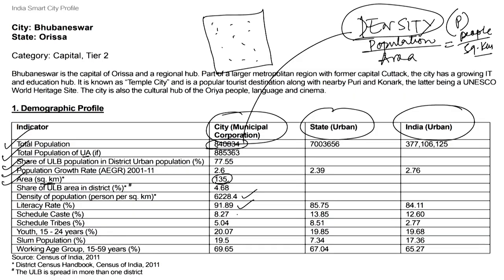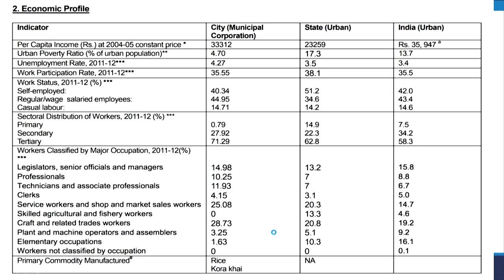Density is mentioned here, then literacy rate, SC/ST, the slum population breakup and working age group, and it is compared with the state and the urban areas. Similarly, if we see the economic and the social profile, you can see per capita income, urban poverty ratio, that is how much percentage of the people come under the economically weaker section, unemployment rate during 2011-12 in terms of percentage, and work participation rate, that is 35.55% of people are working. Then the adult population, the work status, the type of work: self-employed, regular wage earner and casual labor.